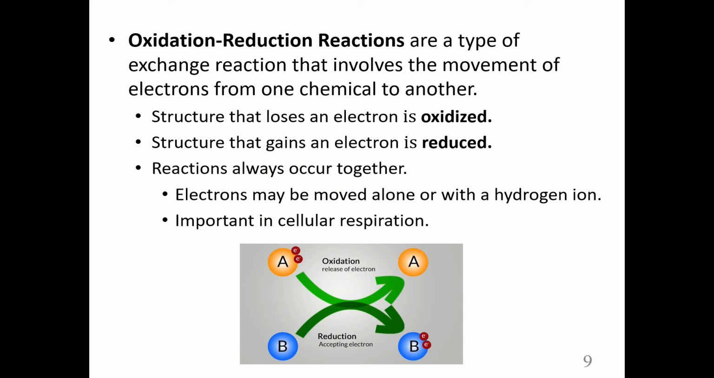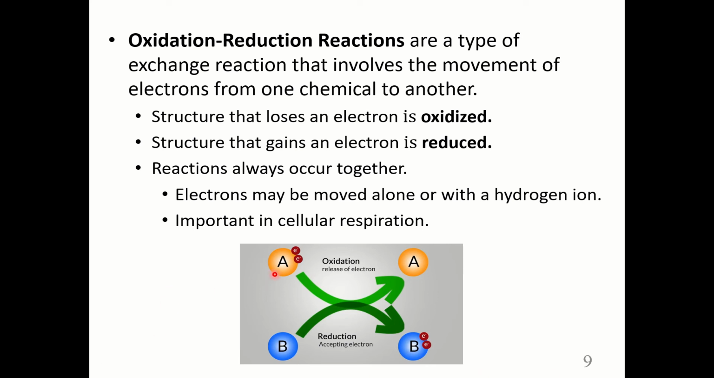Oxidation-reduction reactions are a type of exchange reaction that involves the movement of electrons from one chemical to another. The structure that loses an electron is oxidized. The structure that gains an electron is reduced. These reactions always occur together. Electrons may be moved alone or with a hydrogen ion. This is very important in cellular respiration.